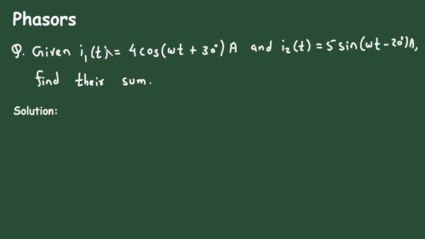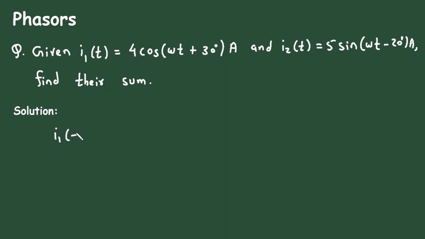In this video, we will see an example on phasors. We have to do addition of these two sinusoids by using phasors. Question: given I1 of t is equal to 4 cos(omega t + 30 degree) ampere and I2 of t is equal to 5 sin(omega t - 20 degree) ampere. Find their sum.